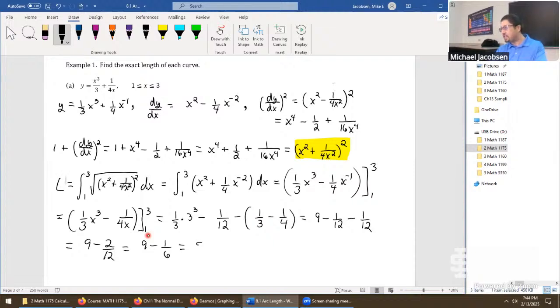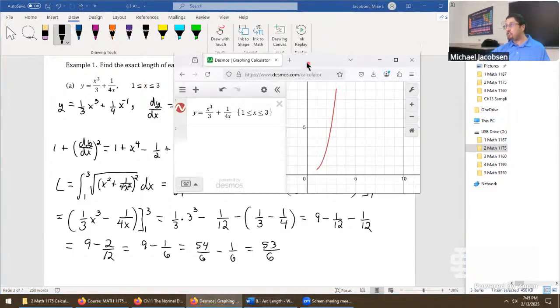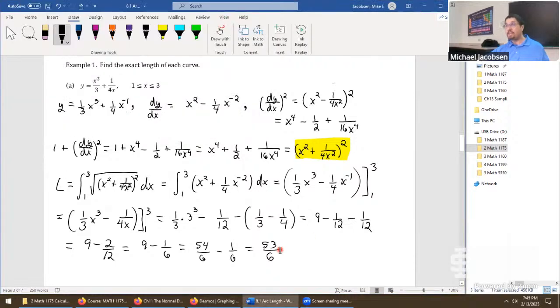9 with a denominator of 6 is 54/6 minus 1/6. So now we have an exact length. 53/6 is our claim for the exact length of this curve as it goes out from 1 to 3. Who knows if that's accurate or not, but we'll take another look at it by estimating the length just off this graph. Any questions first before the check on getting down to here?